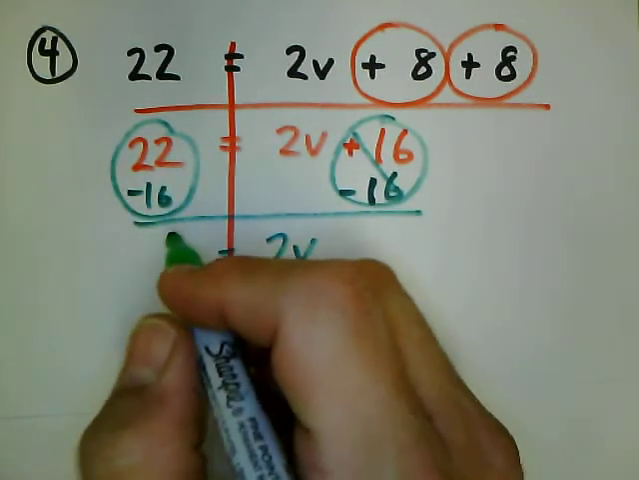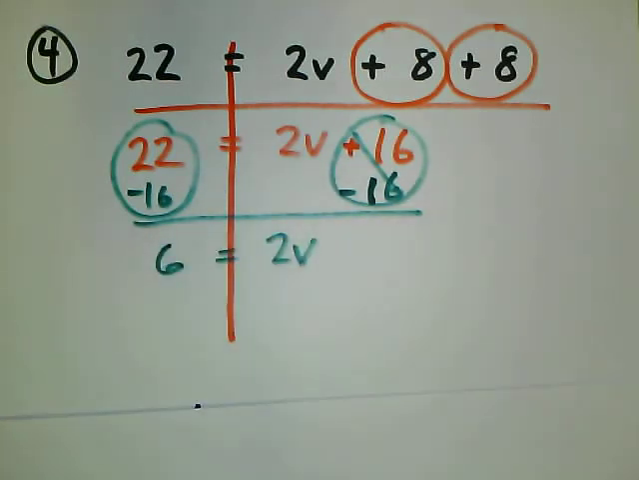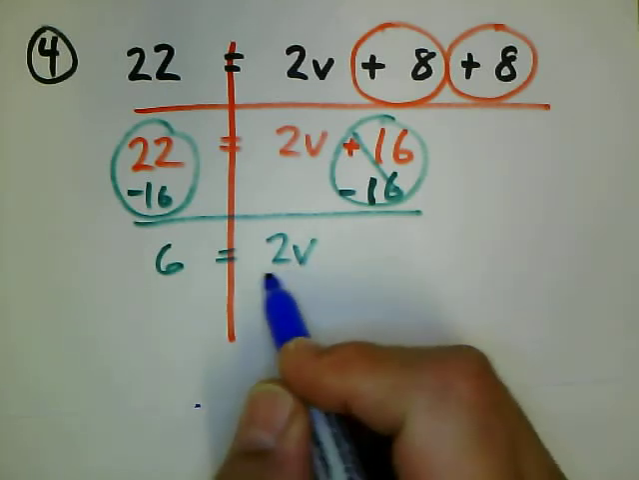22 minus 16 is, I believe it's 6. Yeah, it's 6. Yeah, and then the last one, absolutely.